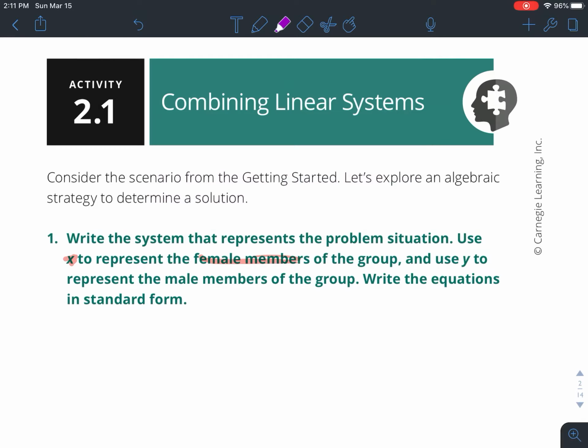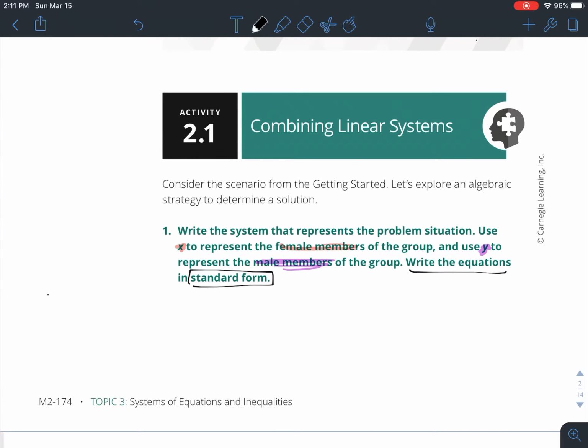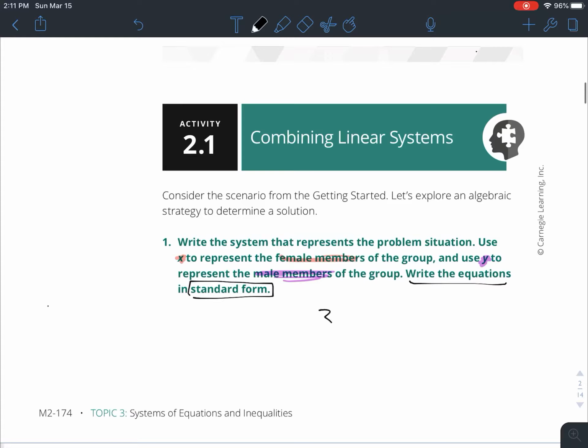And use Y to represent male members. Okay? Write the equations in standard form. Okay? So now, for this one, what you will end up having to do, we're going to write 2 equations for this problem because we have to have it be 324 as well as 34. Okay? So something plus something, something minus something equals these.